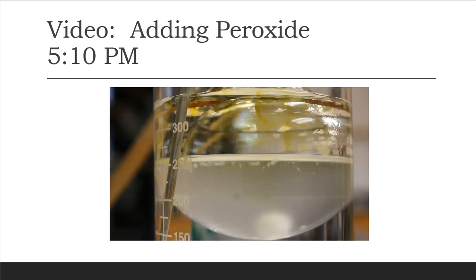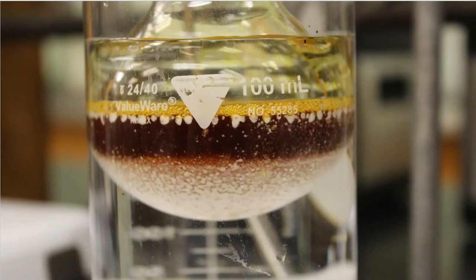All right, so after I've added the peroxide, folks, this is what it turned out to look like. It's still in the ice bath, of course, but here's my boiling flask, and once again, I see distinct layers happening inside of that boiling flask.